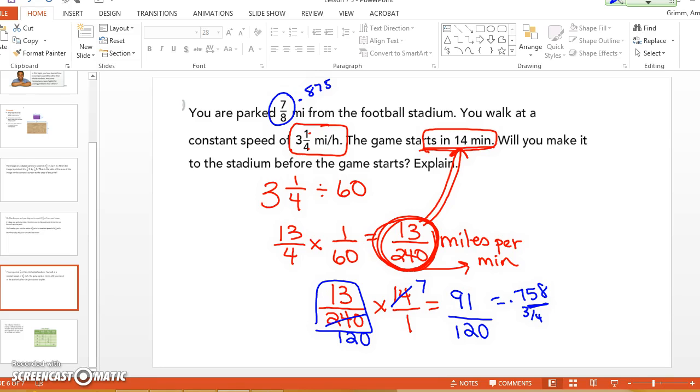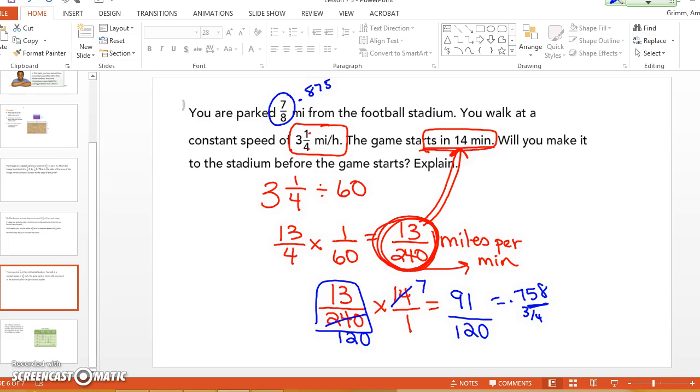Okay, this is like me saying, I can go 2 feet per minute, and I'm walking. How far can I go? Sure I can. It's just a number. It's no different than saying a regular number. So if I can go 2 feet per minute, and I walk 14 minutes, I can go 28. I'm just multiplying it by 14.